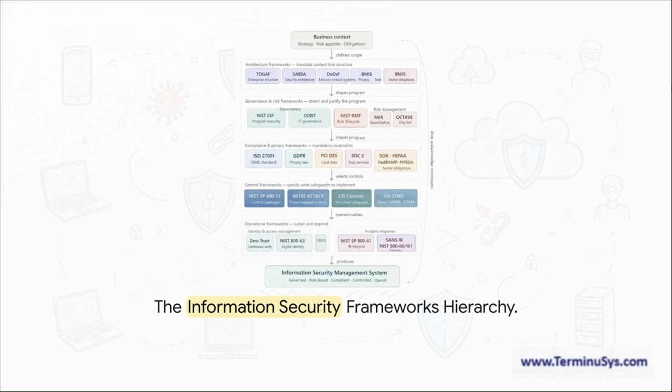That then flows down into governance and risk frameworks, like NIST CSF or FAIR, which actually justify the program. Right below that, compliance frameworks like ISO 27001 or GDPR step in as mandatory constraints. This then naturally selects the control frameworks, which specify the exact safeguards, and finally cascades all the way down into the operational frameworks that sustain your day-to-day incident response. It's this beautiful, continuous, top-to-bottom methodology.